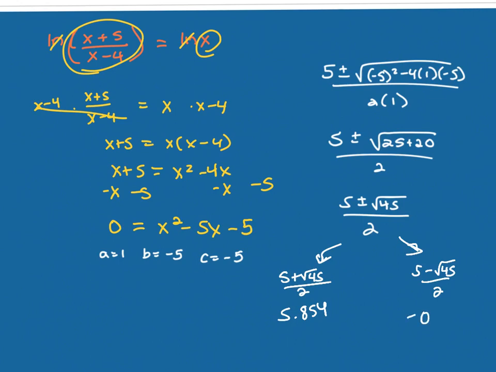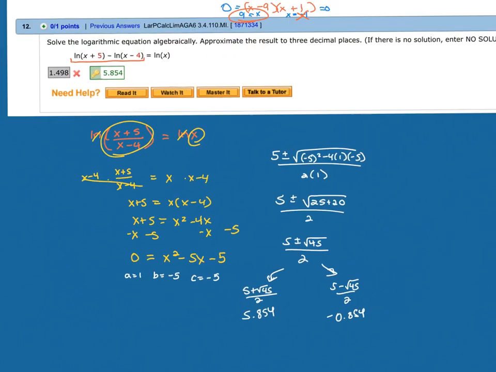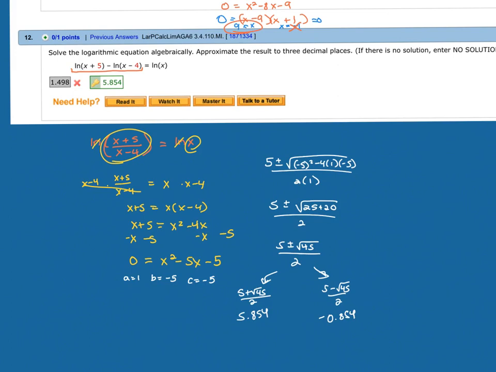Which is negative 0.854. Again, those would be my answers, except you have to check them in your original equation. If I plug in the positive 5 here, here, and here, I'm fine. But if I plug in a negative 0.8, this one is fine. This one and this one would both give me the log of a negative number. So you can't keep that one. You would just keep the first, 5.854.